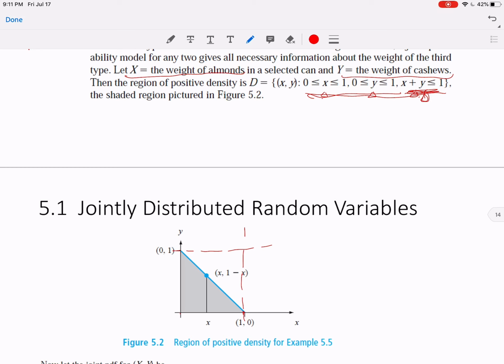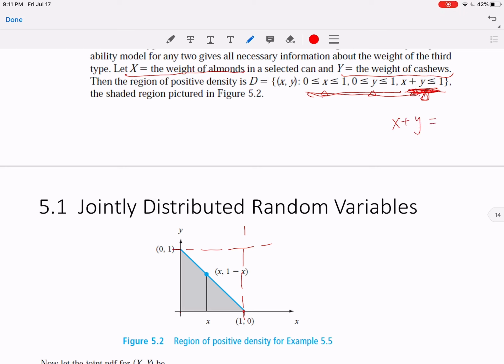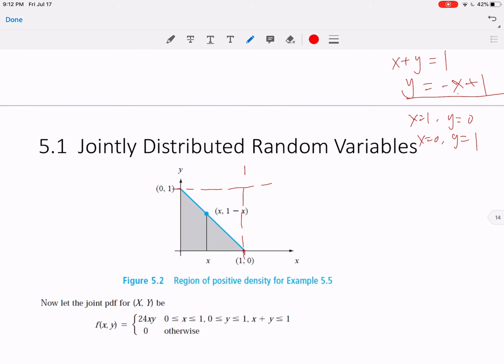So if you want to shade the region bounded by this inequality, first of all, we want to find the straight line x plus y is equal to 1, right? Which means y is equal to negative x plus 1. So if we want to graph this straight line, we just need to find 2 points. When x is equal to 1, y is equal to 0, of course, because negative 1 plus 1 is 0. If x is equal to 0, y is equal to 1. So if we go to the graph over here, when x is equal to 0, y is equal to 1, which is this point here. When x is equal to 1 and y is equal to 0, this is the point here. So the straight line between those 2 points is going to be the blue line here.